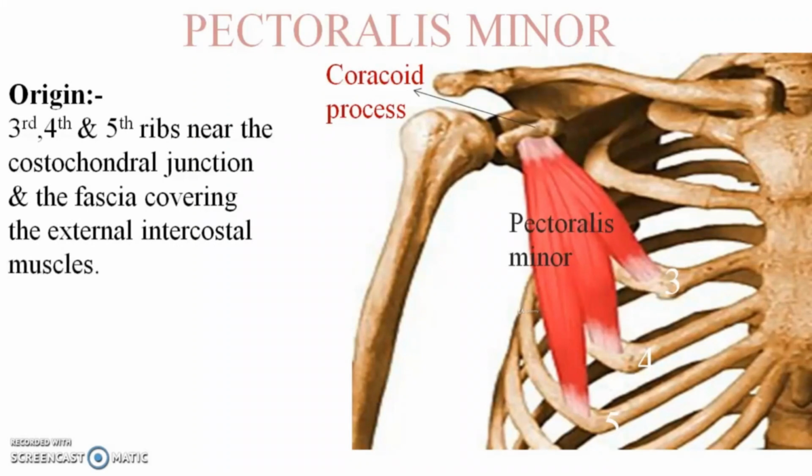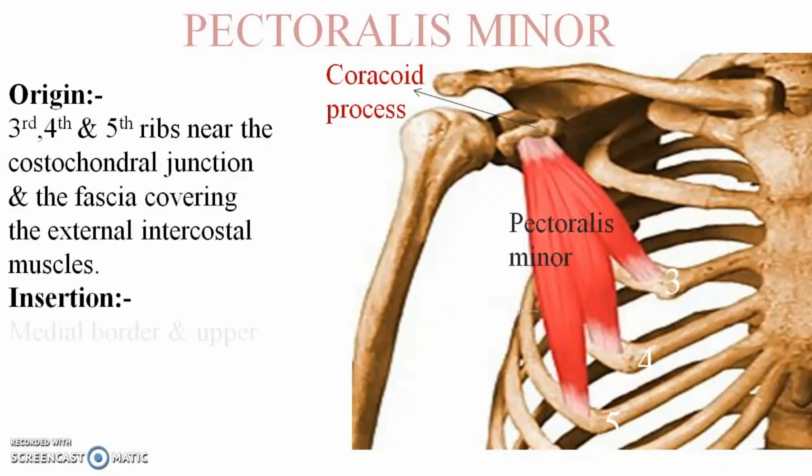The space between the two ribs will be called intercostal space. That space again will be carrying some muscles called intercostal muscles. Among those, one muscle we will name as external intercostal muscle. This muscle again is covered by a fascia. That fascia is also going to contribute to pectoralis minor origin. So origin is mainly by third, fourth and fifth rib at the costochondral junction, and some accessory fibers taking origin from fascia covering the external intercostal muscle.